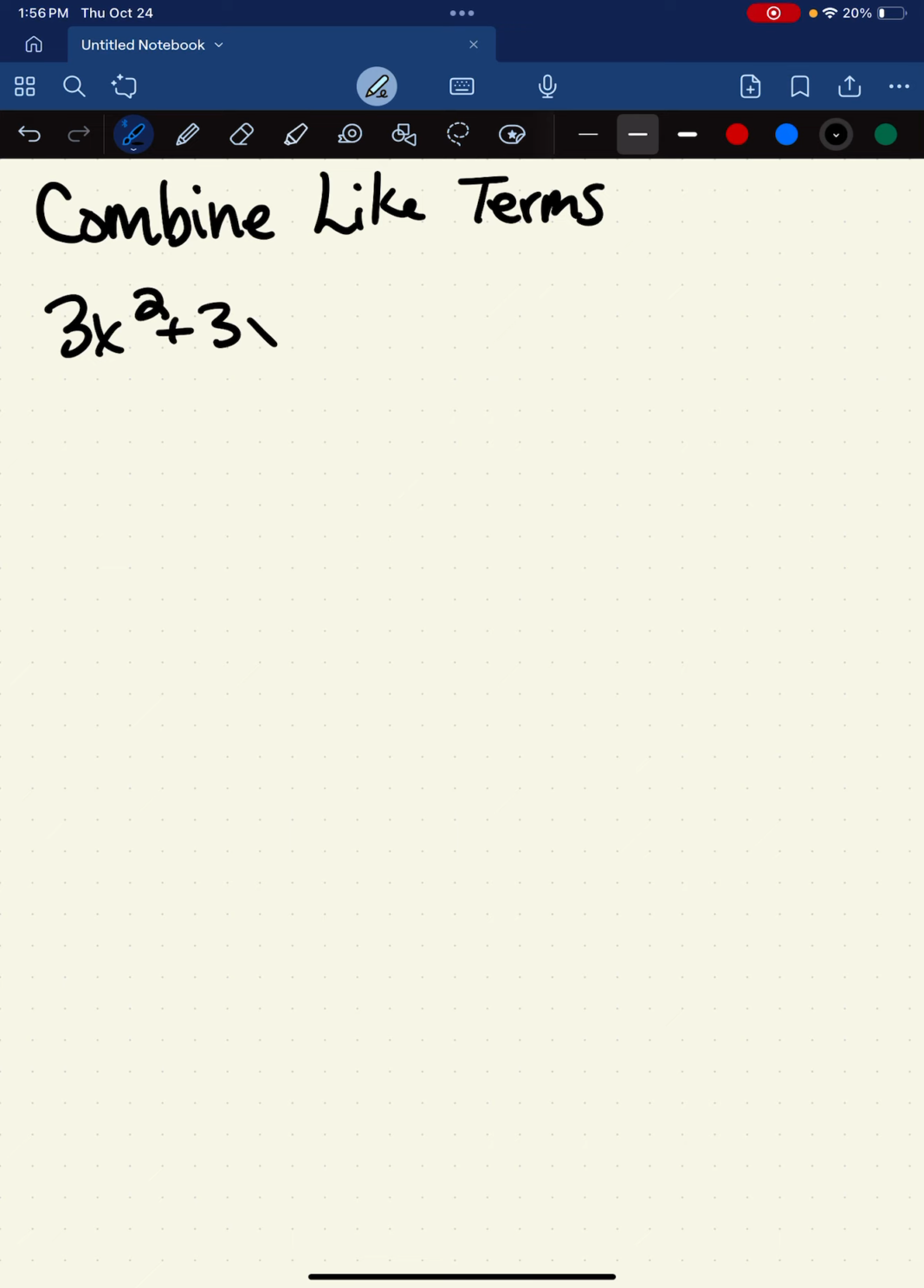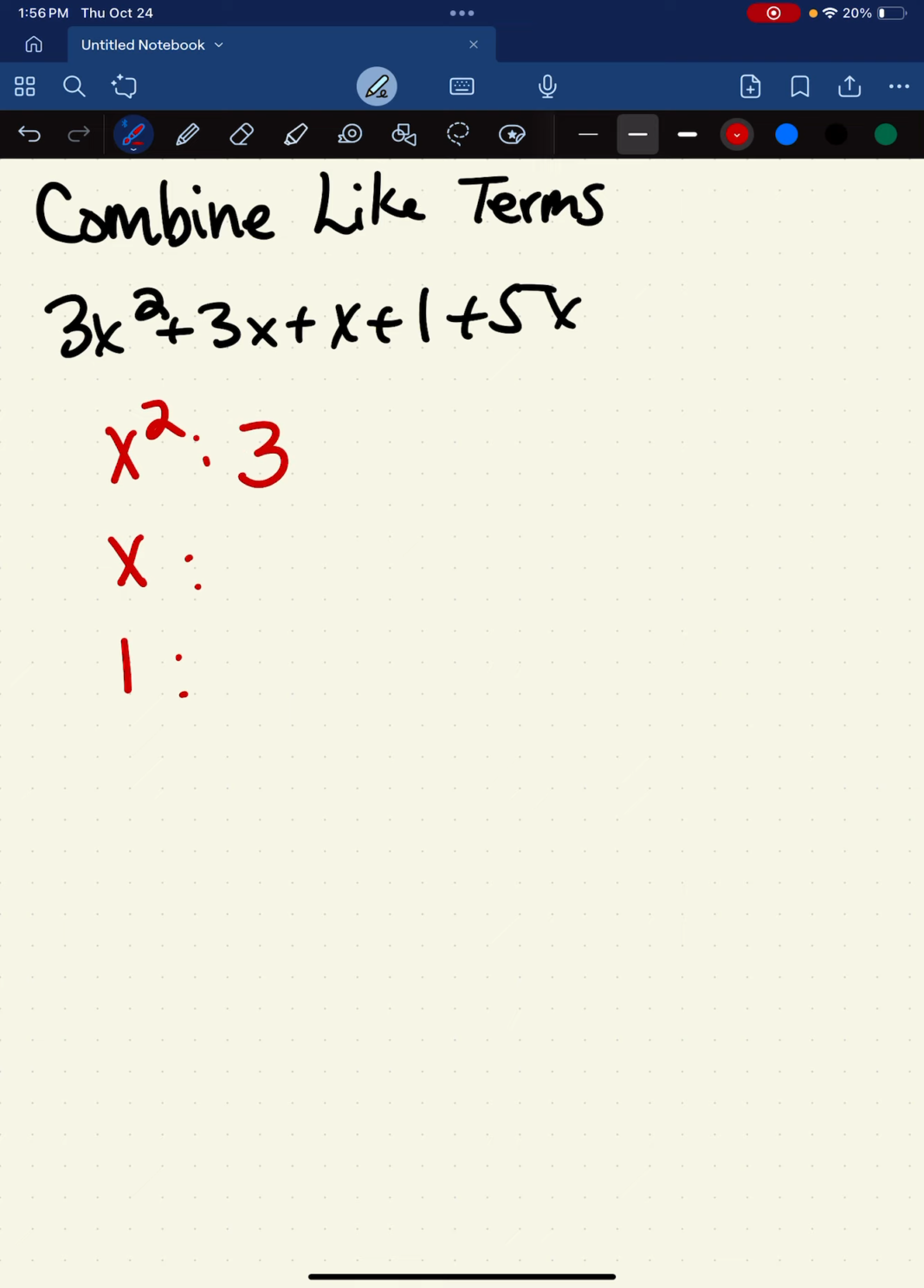So we have, let's say, 3x squared plus 3x plus x plus 1 plus 5x. So what we're going to do is list out all of our separate terms. Those that have exponents are going to be separate. So for example, x squared is going to be separate from x, and then we have our 1s. X squared, we just have one x squared term. X, we have a 3 and a 1 and a 5. And then the one terms, we just have a 1. So altogether, we get 3x squared.